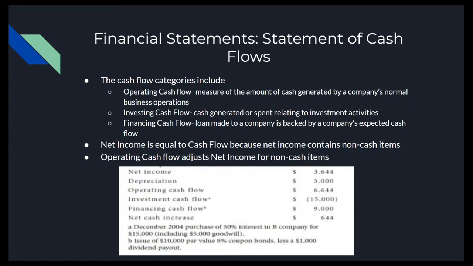Statement of cash flows. The categories included in cash flow are operating cash flow, which measures the amount of cash generated by a company's normal business operations; investing cash flow, cash generated or spent relating to investment activities; and financing cash flow, loans made to a company which are backed by the company's expected cash flow. Net income is not equal to cash flow because net income contains non-cash items, right? So operating cash flow adjusts net income for non-cash items as well.